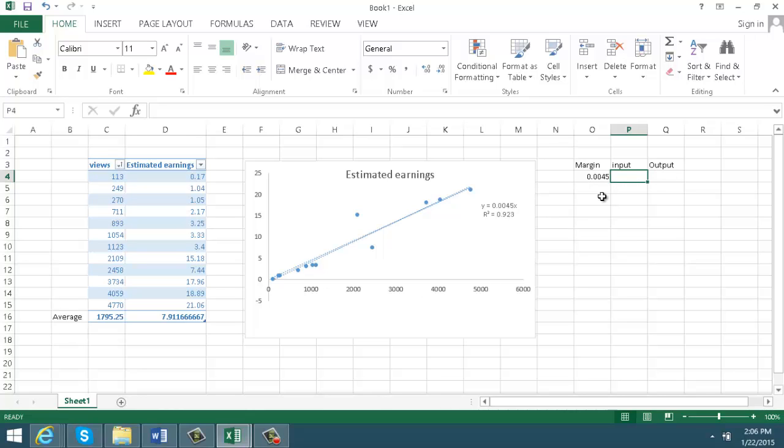So if we have a margin of this and we have one view, let's look at it. Let's put one over here and let's formulate this. This times this. As you can see, I made 45 cents. Let's put 2 in here, at 90 cents. You get that? So it keeps going. Let's put in here 1,000 views.